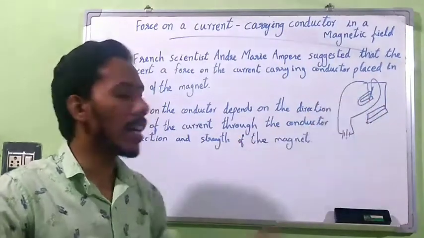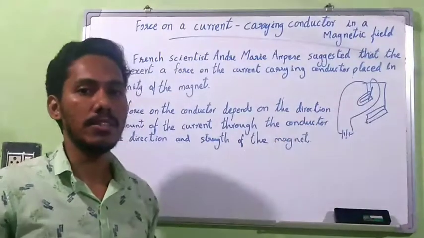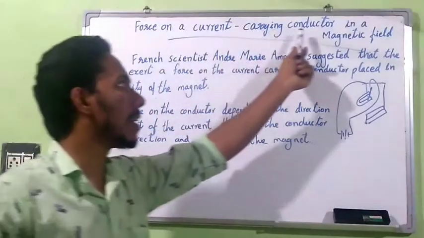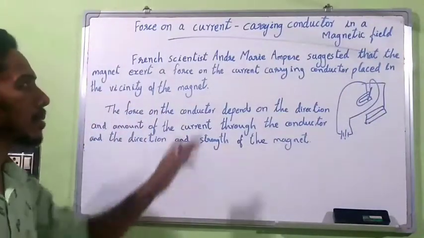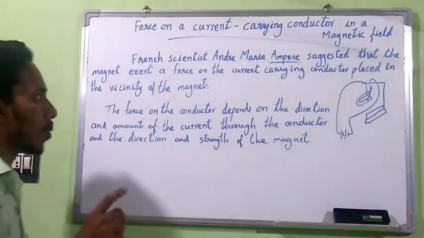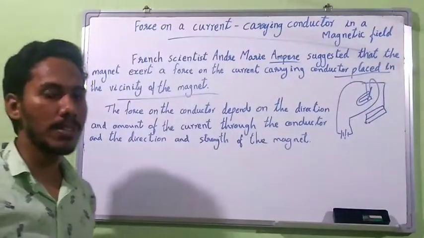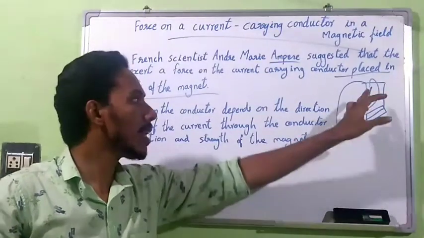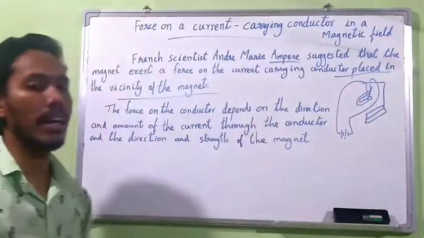A current carrying conductor placed in a magnetic field will experience a force. The French scientist Henri Marie Ampere suggested that the magnet exerts a force on the current carrying conductor placed in the vicinity of a magnet. So it is a coil having current, and it will experience a force because of the presence of the magnetic field. That is suggested by Henri Ampere.